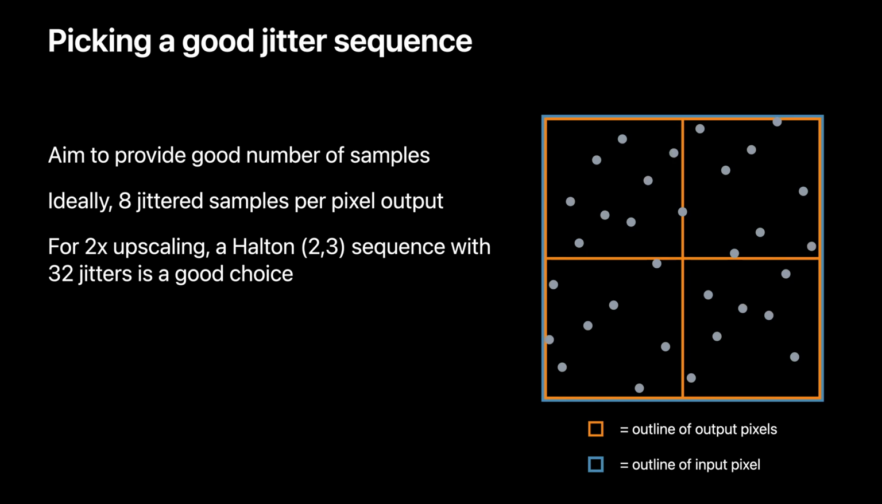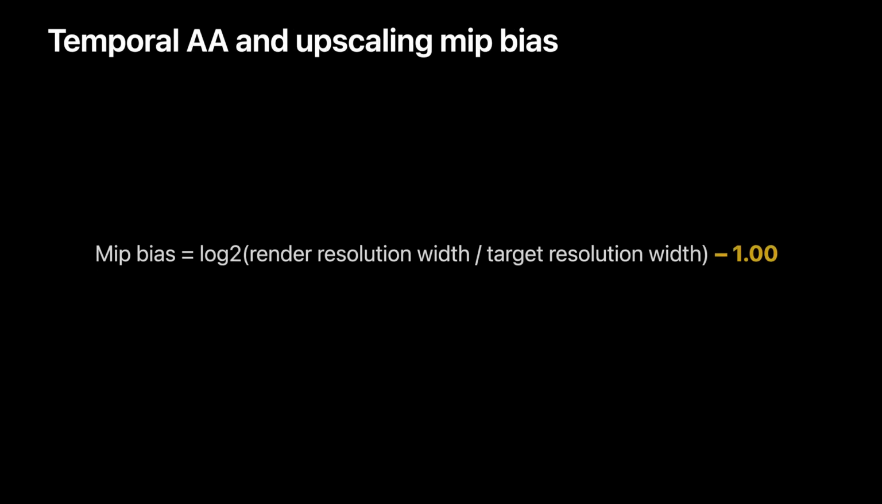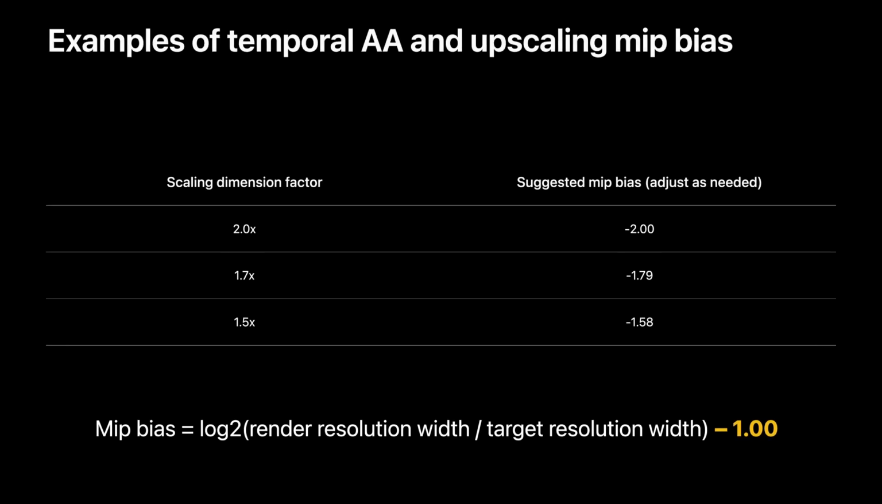It's also important to set the appropriate negative mid bias for higher texture detail. The recommended mid bias calculation for temporal AA and upscaling is to apply log 2 of render resolution width divided by target resolution width, subtracted by 1. For example, scaling each render resolution dimension by 2x will result in a -2 mid bias, while scaling each dimension by 1.5x will result in a -1.58 mid bias. Next, I'll show you examples of how mid bias affects your output in different situations.